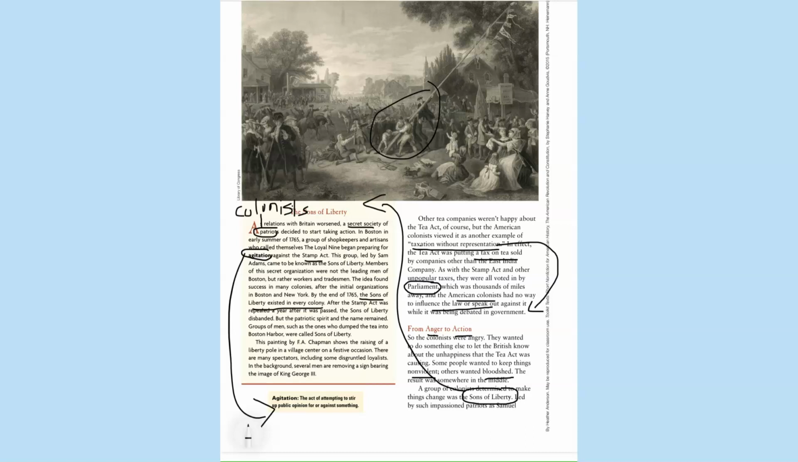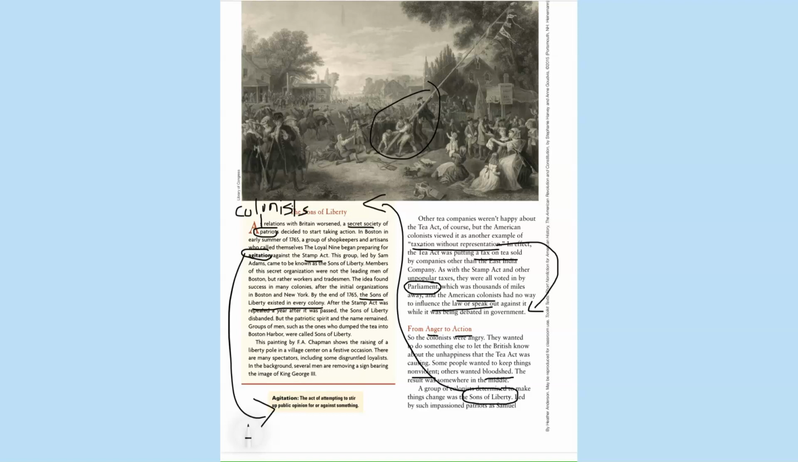After the Stamp Act was repealed a year after it was passed, the Sons of Liberty disbanded. So to band means to put together. So I'm guessing the word disbanded means that they broke apart. But the patriot spirit and the name remained. Groups of men, such as the ones who dumped the tea into Boston Harbor, were called Sons of Liberty.